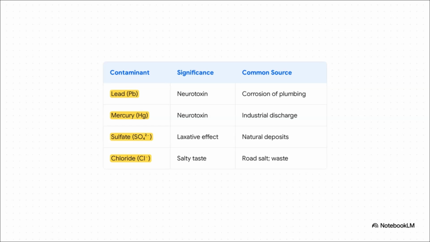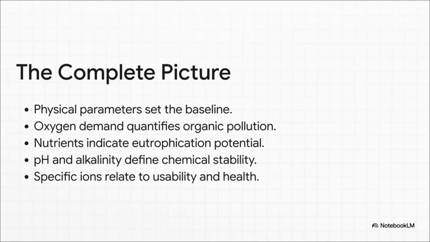And here are a few other key players we're always on the lookout for. You've got lead and mercury, which are serious neurotoxins. Then there's sulfate, which can have a laxative effect, and chloride, which makes water taste salty and can be corrosive to pipes. Each one of these tells a different story about where the water has been and what risks it might carry.